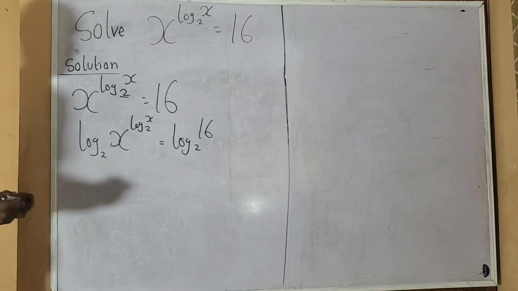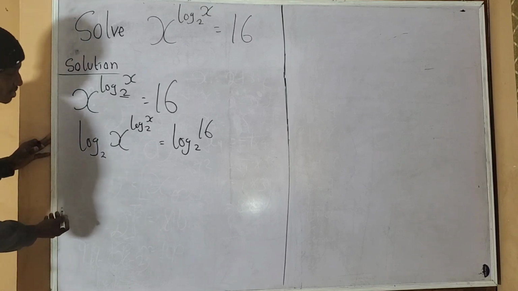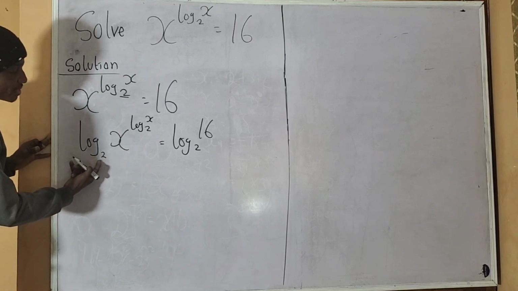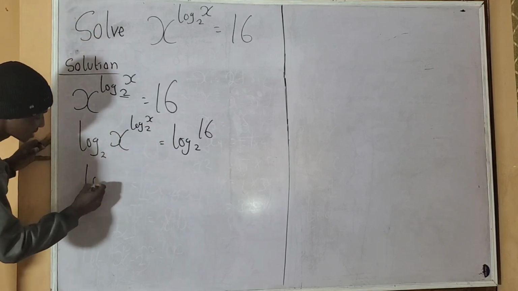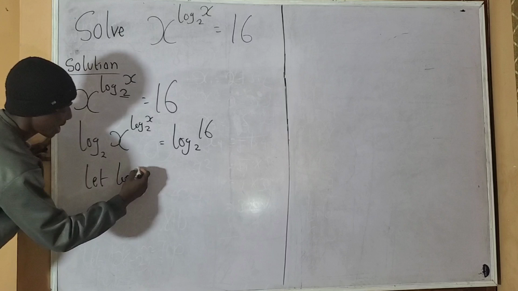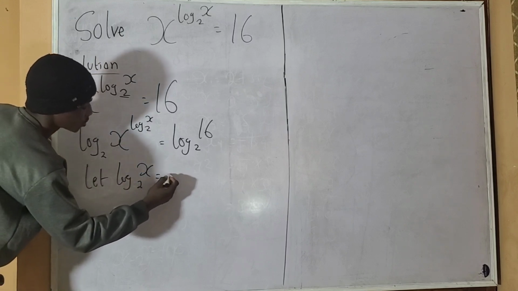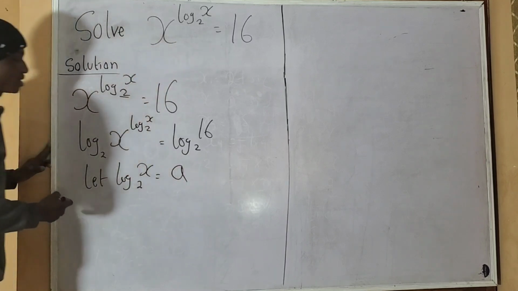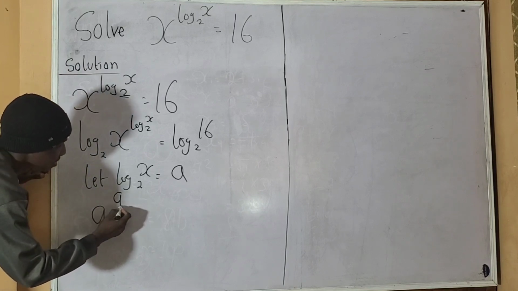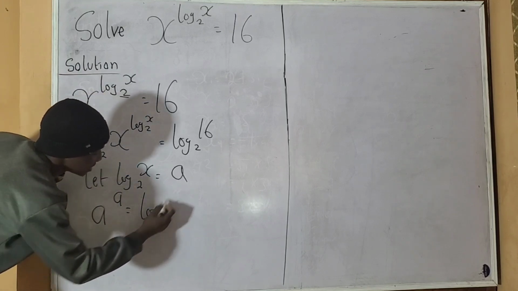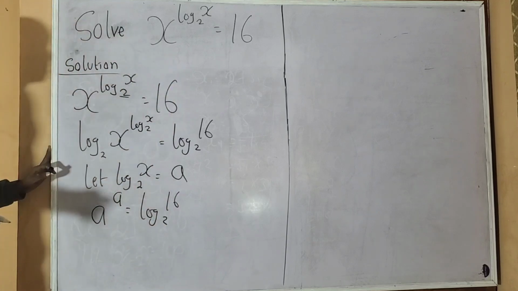Are you getting it? So now, since I have log x base 2 raised to the power of log x base 2, let log x base 2 equal a. Are you getting it? So I'm going to have a raised to the power of a equals log 16 base 2. Is that not it? Yes.